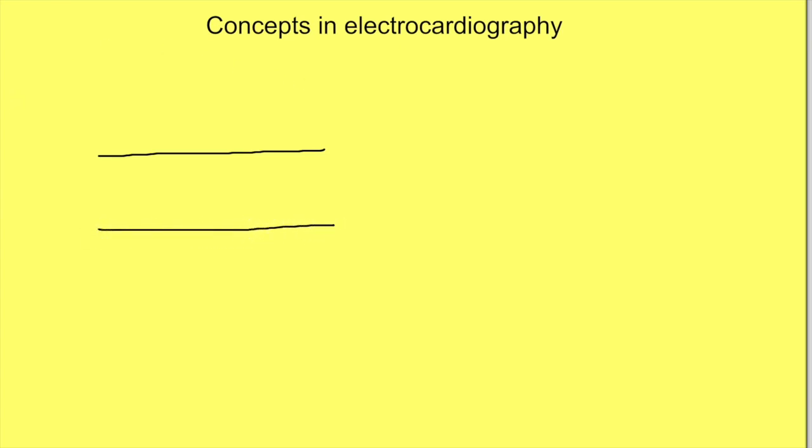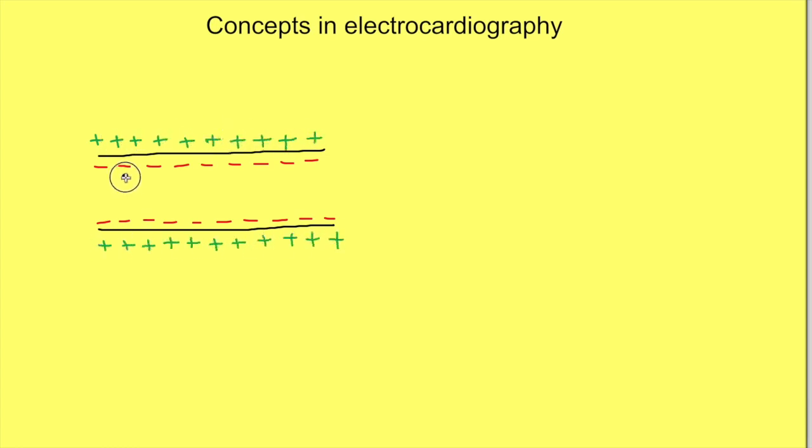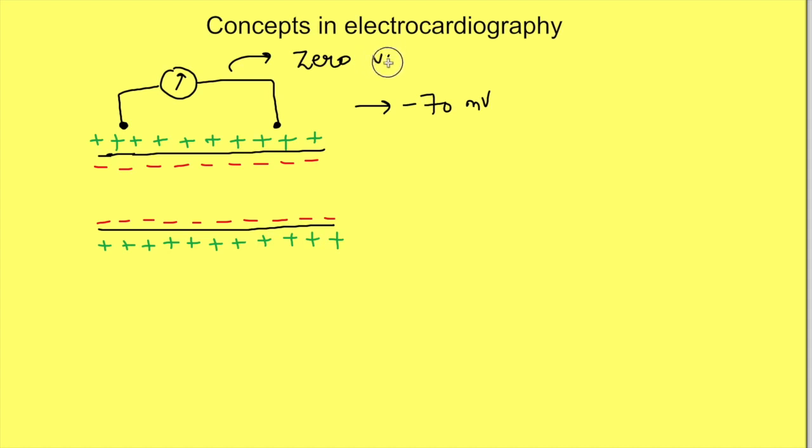So here is a cell which right now is in resting state, that is resting membrane potential with inside negative and outside positive. So if we connect a voltmeter such that one electrode is inside and one electrode outside, we will get the resting membrane potential, say minus 70 millivolt, since it is recording the potential difference between its two electrodes. But if we place both electrodes outside, we will get 0 volts as potential.